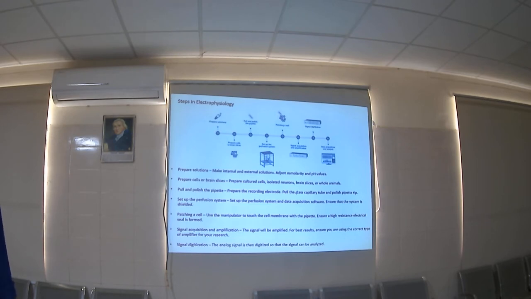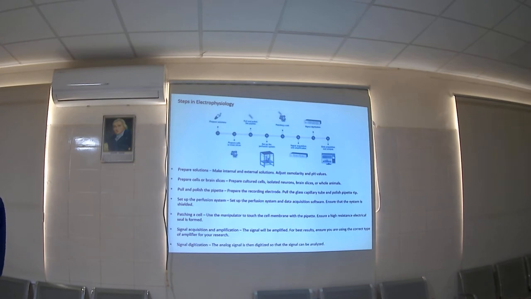So how is this optimum physiological state maintained? They make a proper solution, which is similar to the extracellular concentration, or another solution which is similar to the intracellular concentration. So we have to take care of this, because we have to obtain our data in a physiological state, so that our variation does not come in.